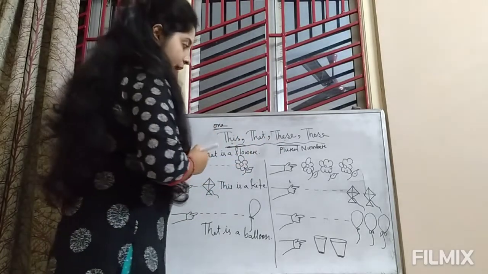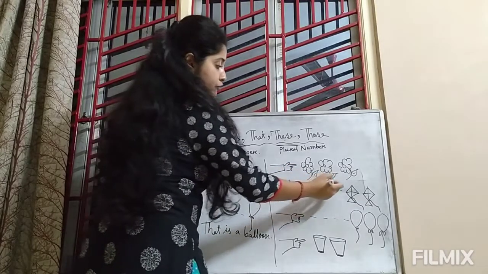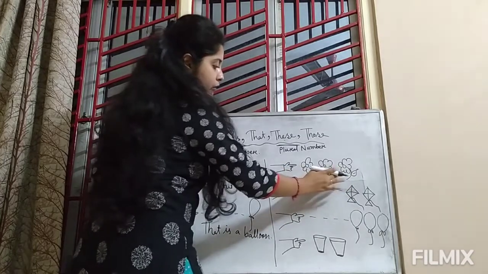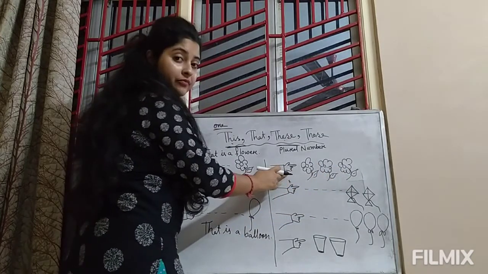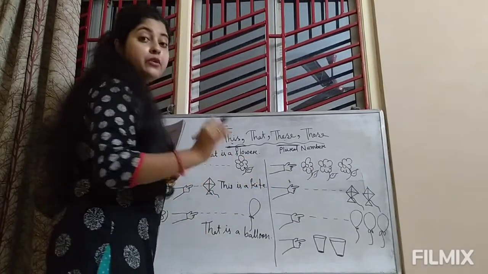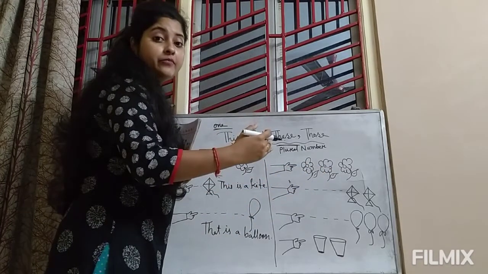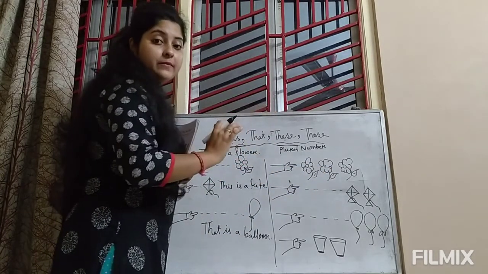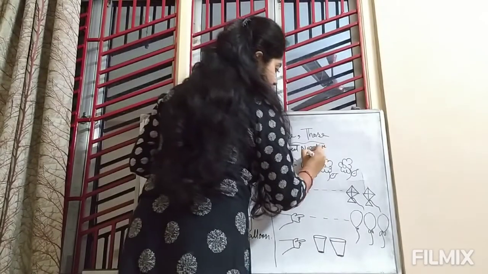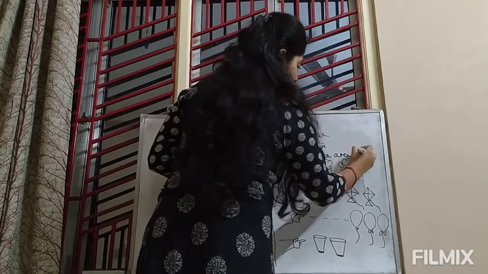As an example, look at this example. Here we can see that there are 3 flowers. 1, 2, 3. There are 3 flowers, and the flowers are near to this hand. These flowers are near to this hand. So here we will use these because the flowers are more than 1. There are more than 1 flowers. So here we will say these are flowers.